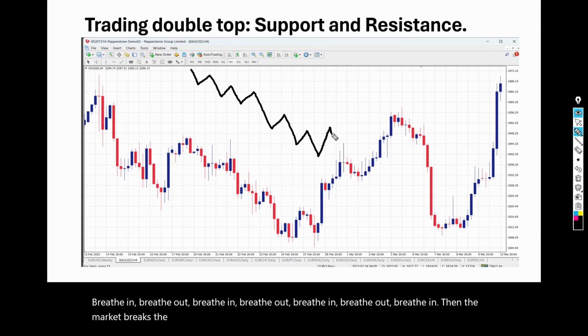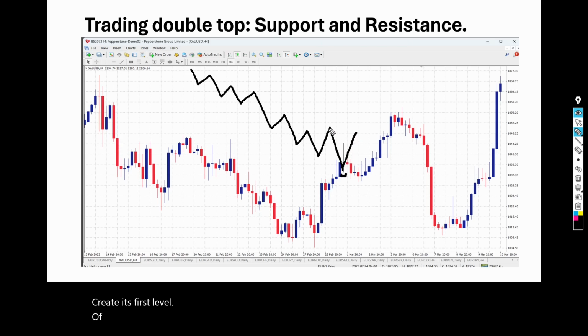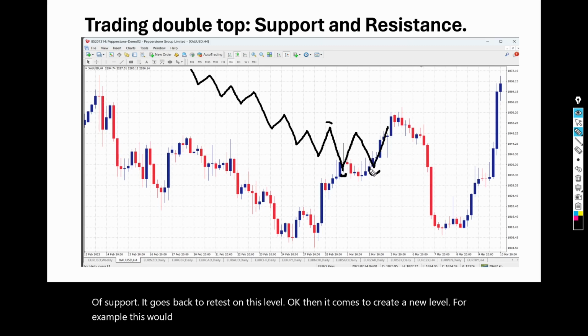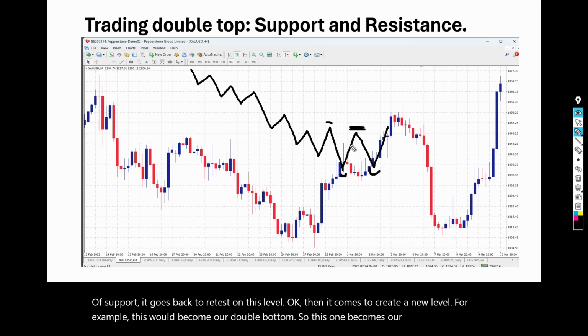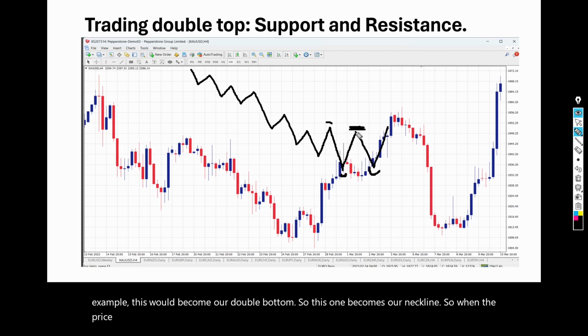So when the market breaks the structure, it will come, create its first level of support. It goes back to retest on this level. Okay, then it comes to create a new level. For example, this would become our double bottom. So this one becomes our neckline. So when the price breaks this neckline here, that is when we confirm the double bottom.